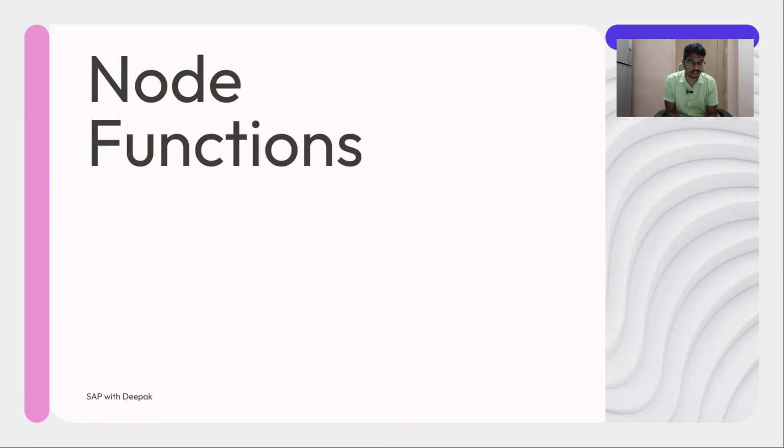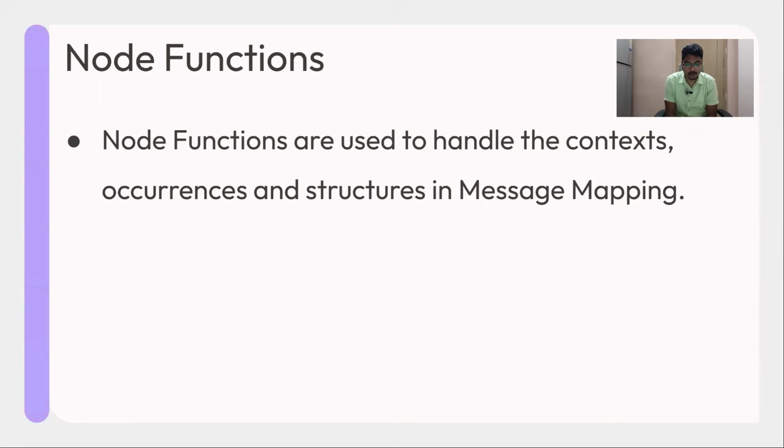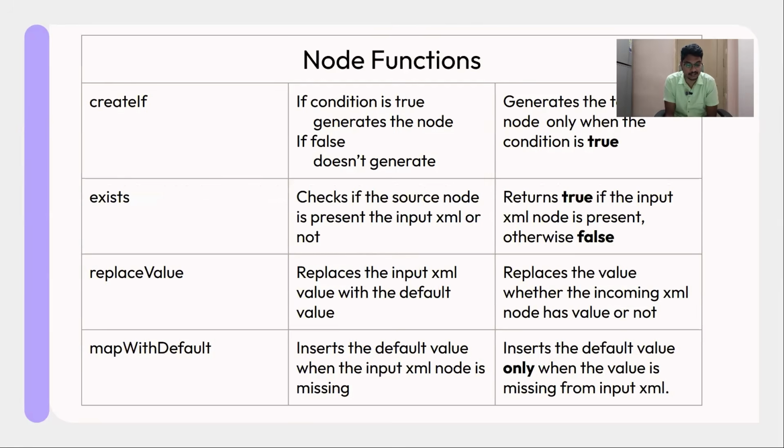Okay, let's get started. Node functions are used to handle the context, occurrences and structures in message mapping. So we have a bunch of node functions. For example, createIf, exists, replace value, map with default, get header, get property, collapse context, remove context, split by value. So we are going to talk about each one of them in a detailed manner.